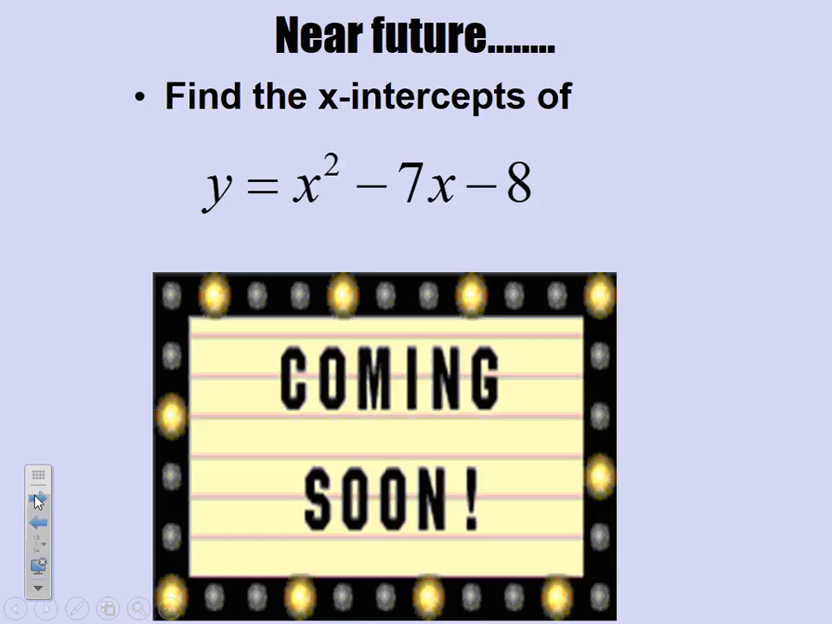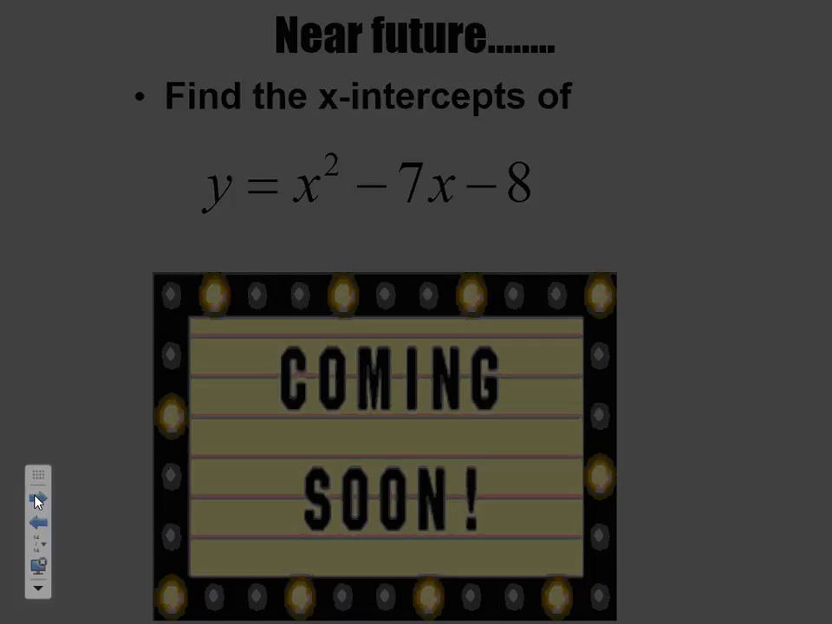All right. This doesn't have to be in your notes, but it's super exciting because soon we're going to be finding x-intercepts of y equals x squared minus 7x minus 8, and it's going to be fabulous. So that is coming soon. Get excited for that attraction, ladies and gentlemen.